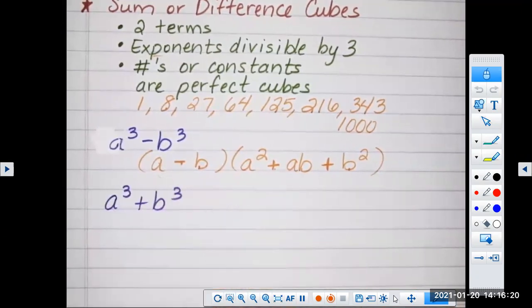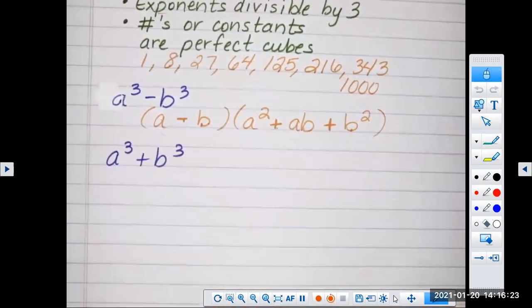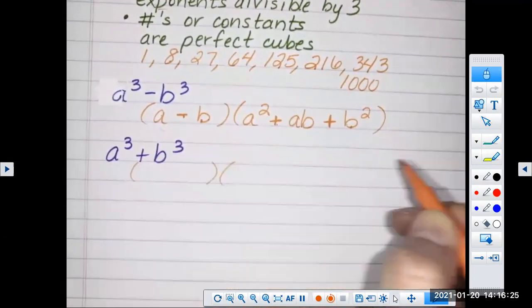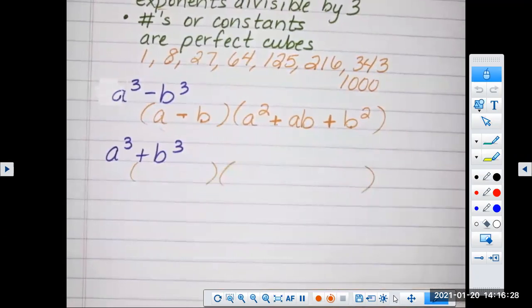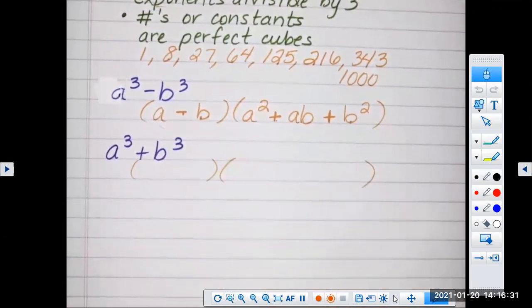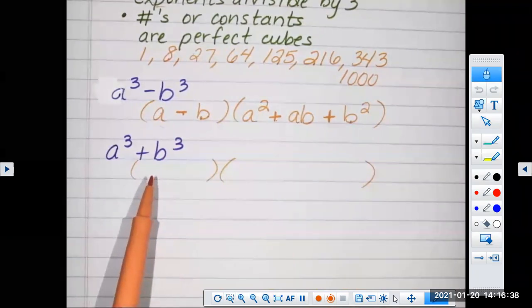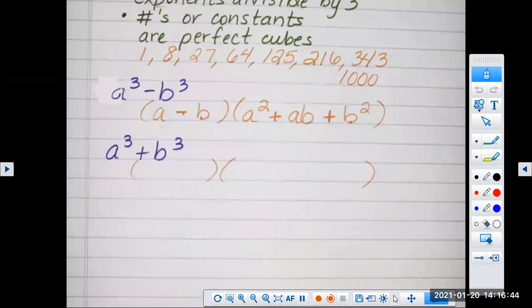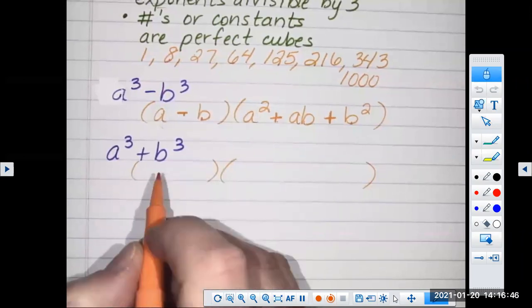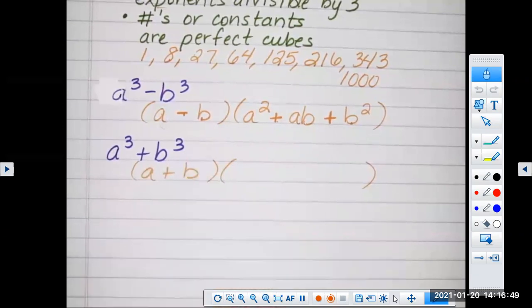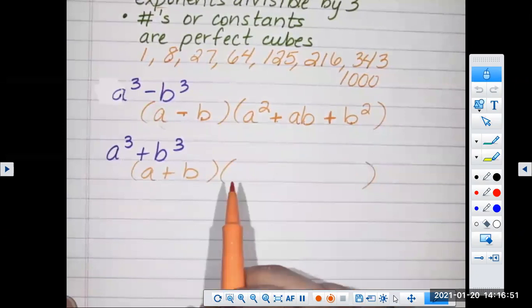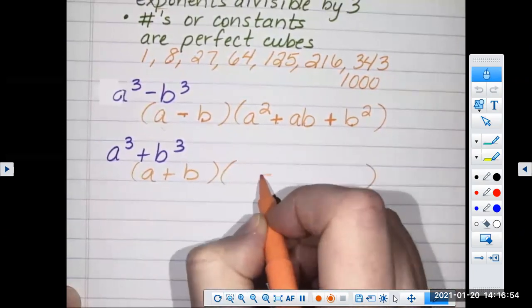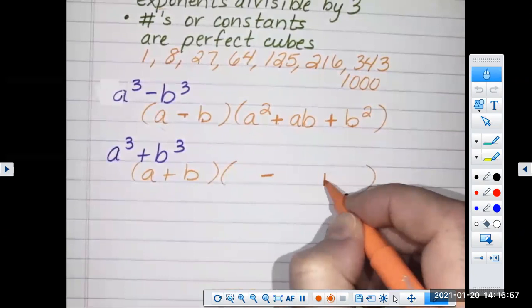If you have the sum of two cubes, the formula is practically the same except for signs. Tell me what you will have in this first set of parentheses based on what you have above. Good, you'll have a plus b. And this second sign is always opposite. The last sign is always a plus sign.